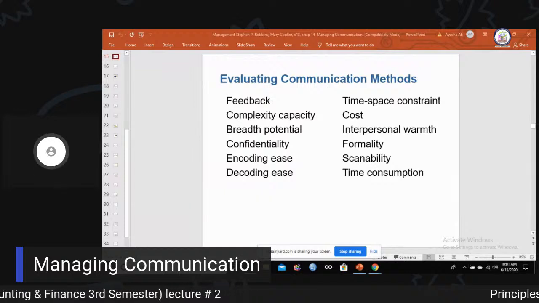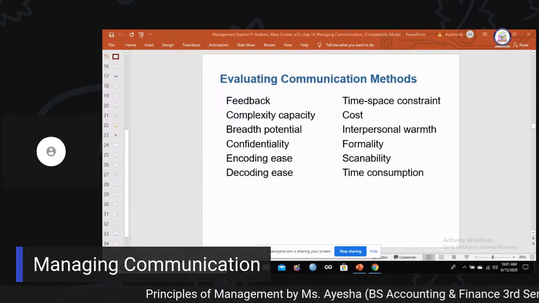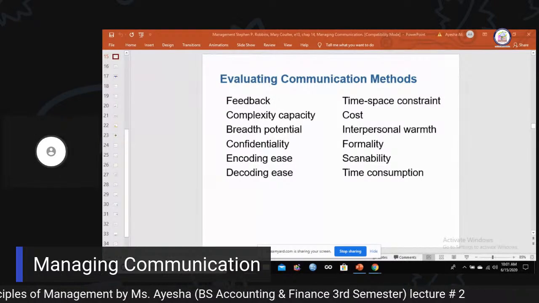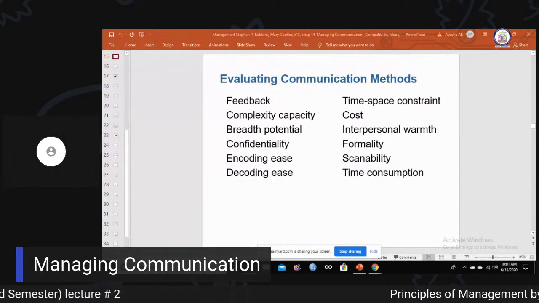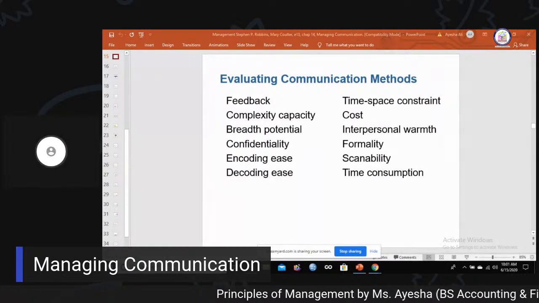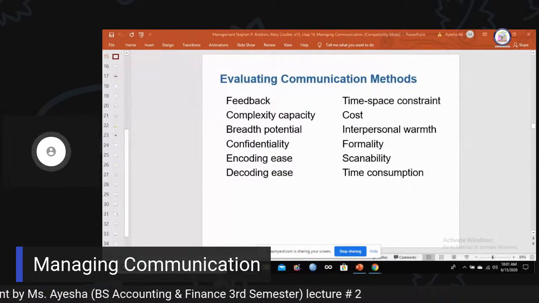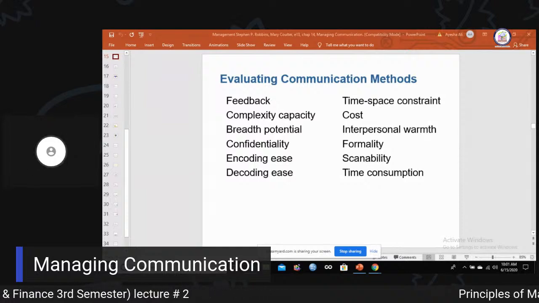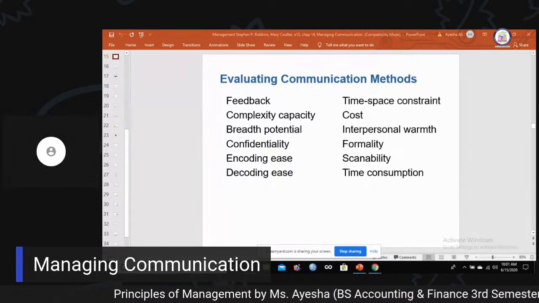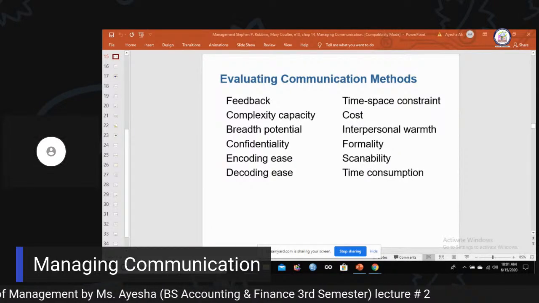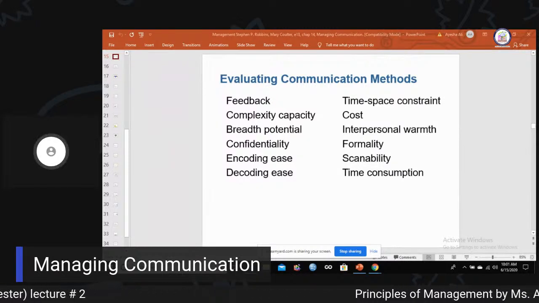And then we have complexity capacity, which means whether the channel or medium can process a complex message or not. Then we have breadth potential. In breadth potential, we are evaluating how many different types of messages can be transmitted through this medium. If we take the example of a phone call, the phone is also a medium or channel of communication.